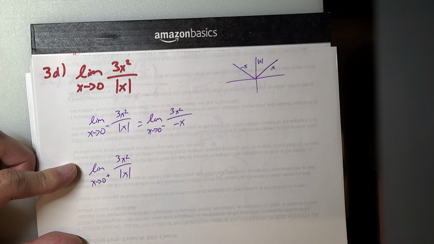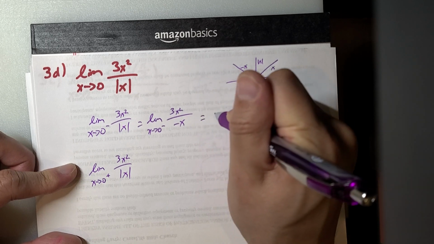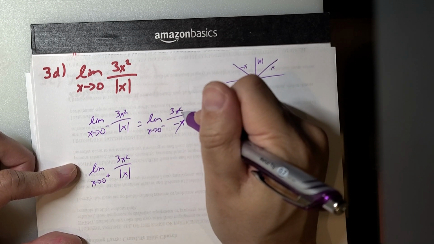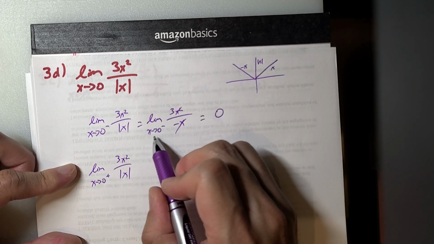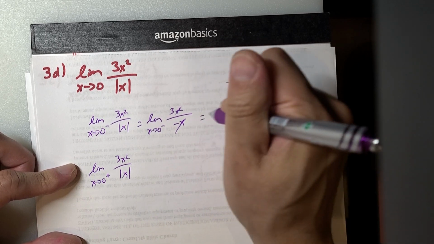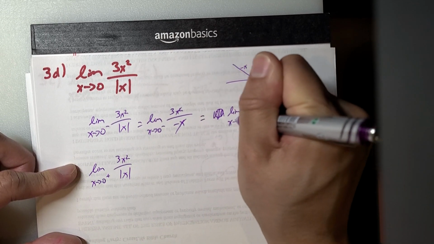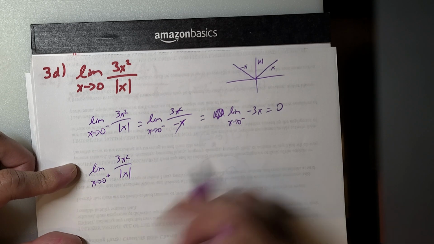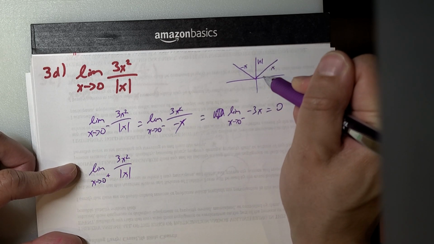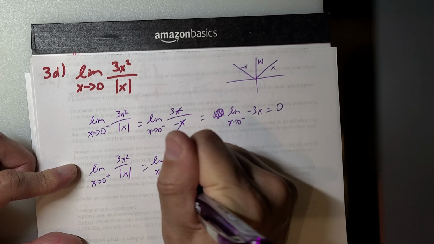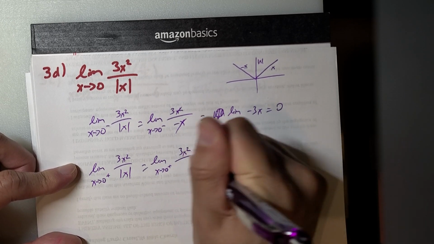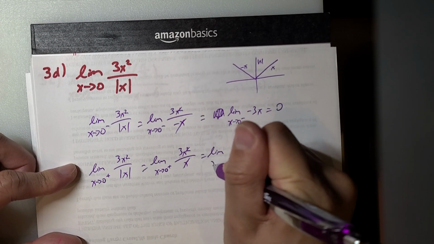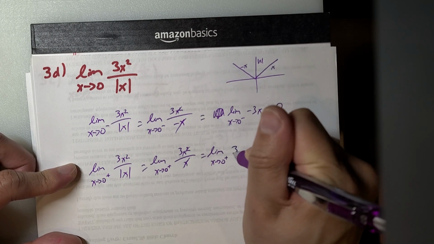Okay? This is simply just 0, the limit, because this would cancel with one of those. We're left with limit as x goes to 0 from the left of minus 3x. So maybe let me write it a little more clear. This is 0. Similarly, for 0 from the right, again, we're on this side of the curve, which is plus x, 3x squared over positive x. And again, we're just looking for the limit as x goes to 0 from the right of 3x.